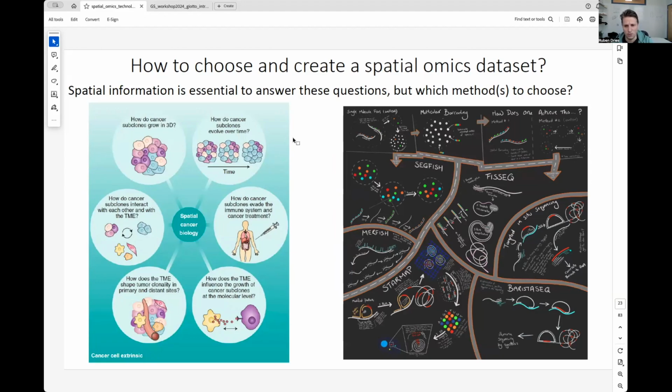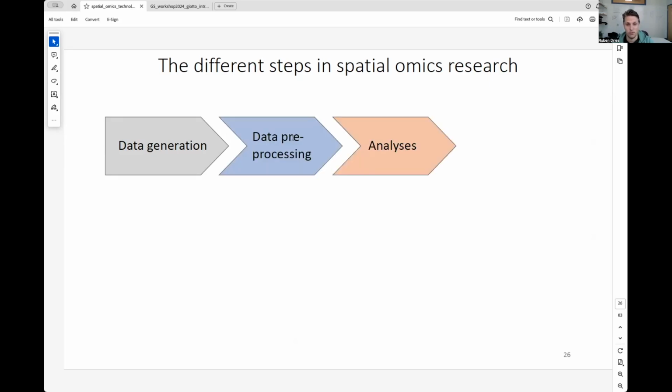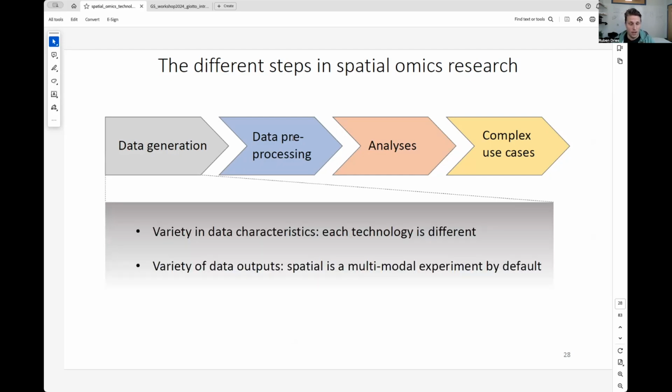But spatial omics is a really emerging and very fast growing field, and it's very hard to understand what you need in which situation. Sometimes you need a little bit of both, or you need multiple of these technologies to answer all the questions you might have. So what are the different steps in spatial omics research? There's data generation itself, but then there's the data pre-processing steps, there's the analysis, and finally, if you do all of that, you can do some really complex use cases, which I will show you at the end of this small presentation.